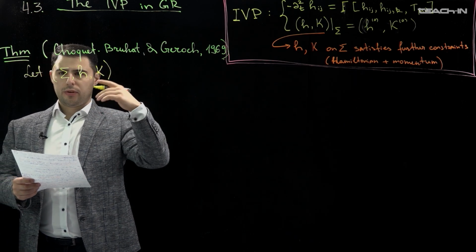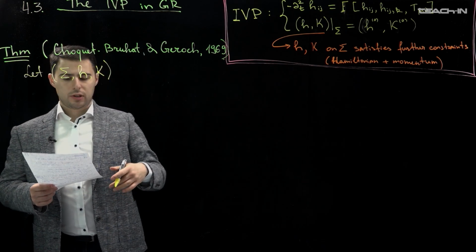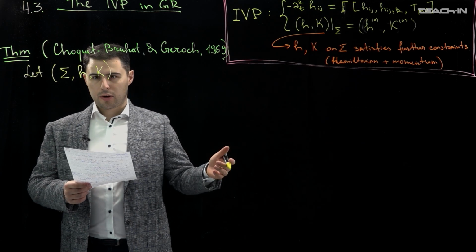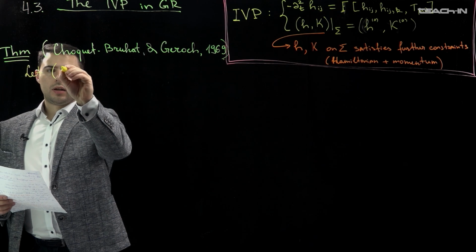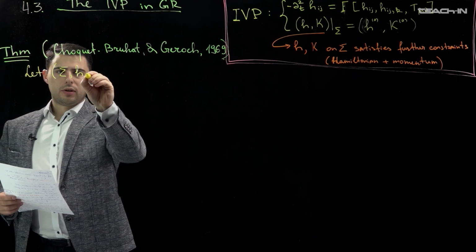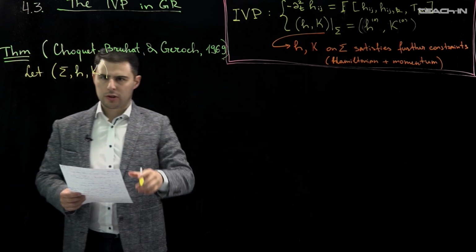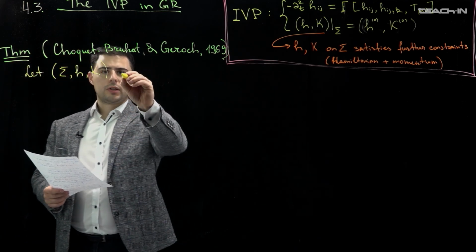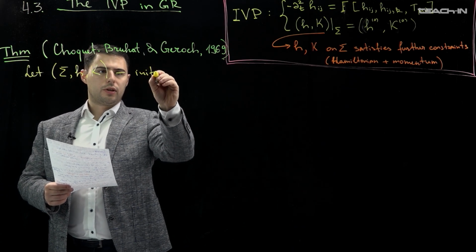Let us have the initial data set, which is good in the sense that it satisfies the vacuum Hamiltonian and momentum constraints. Let us have the good initial data on a partial Cauchy surface, good in the sense that it satisfies the constraints.